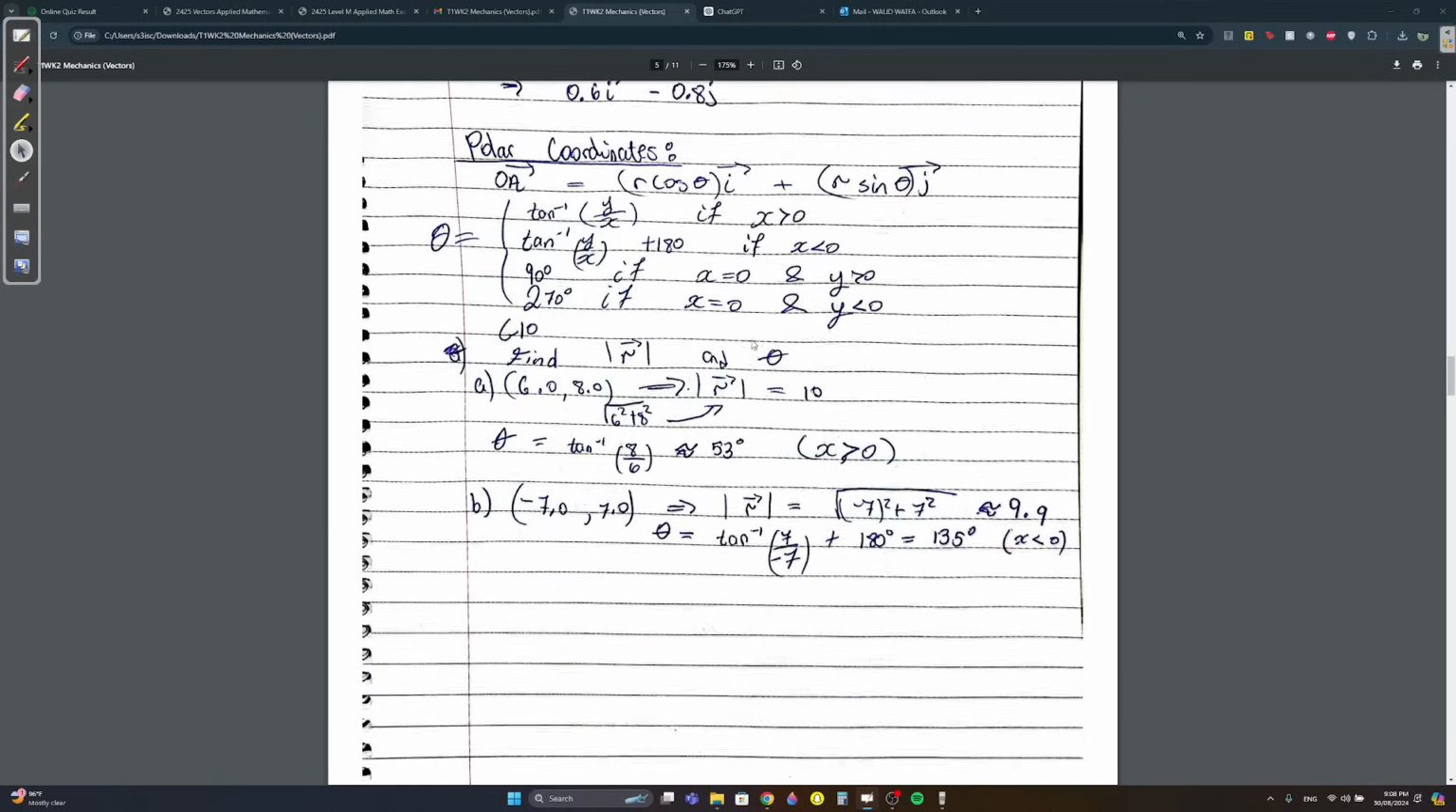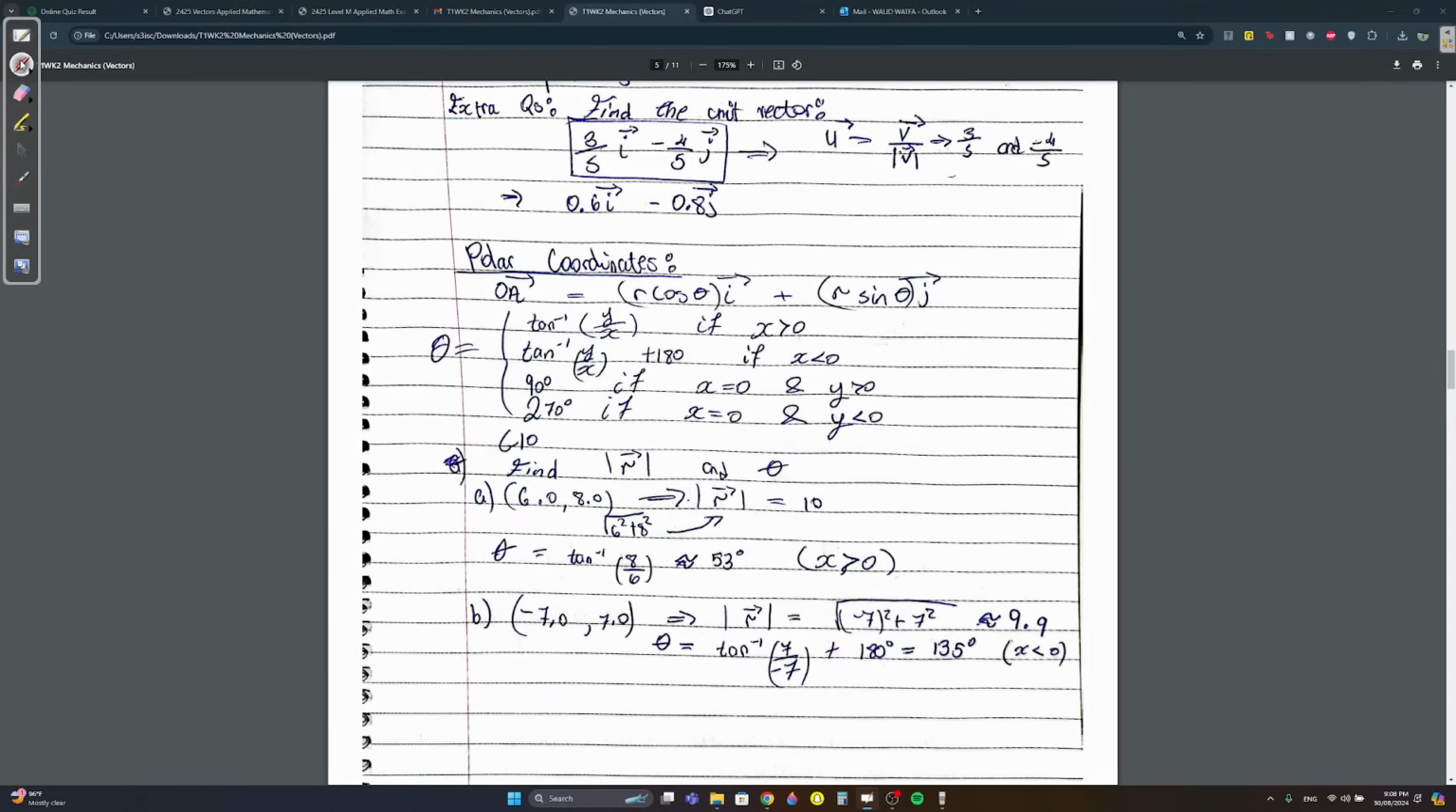Let's see. Polar coordinates. Okay. This is very important. These five are very important. You have to memorize this, because I know it will come. I know it's in the quiz. I know it will come in the exam. Either they're going to ask you what the formula is, or they're going to ask you to apply the formula in a certain question.